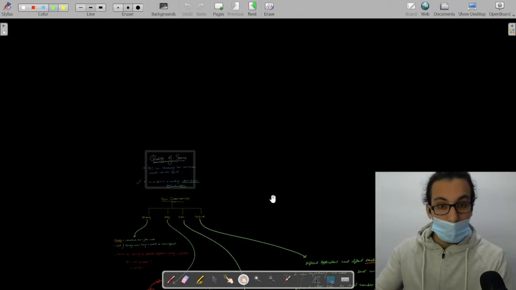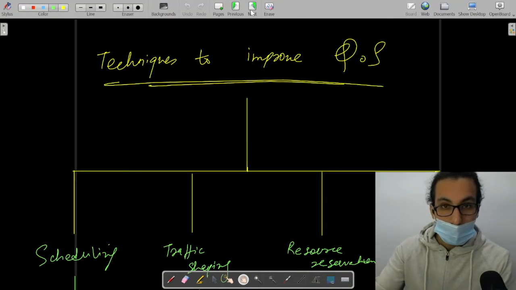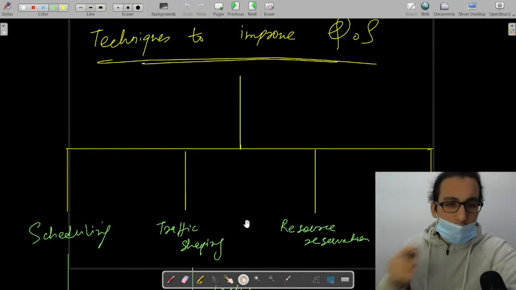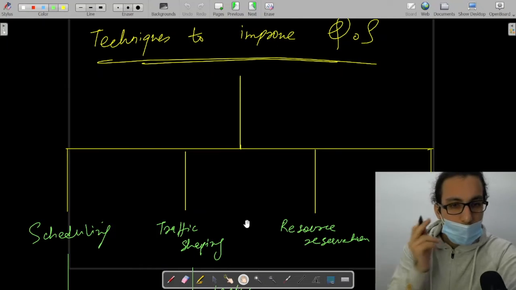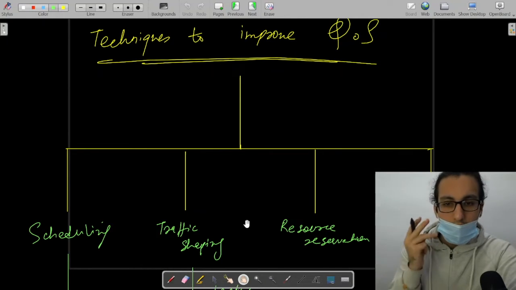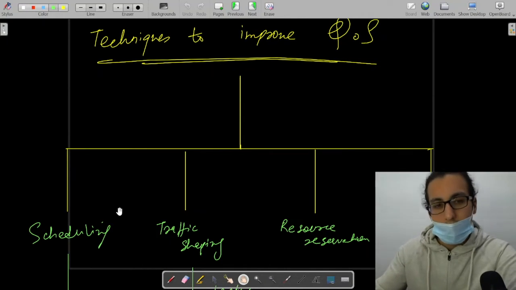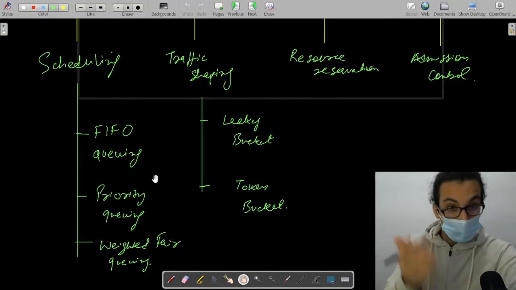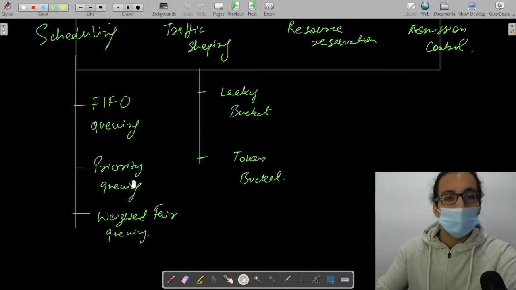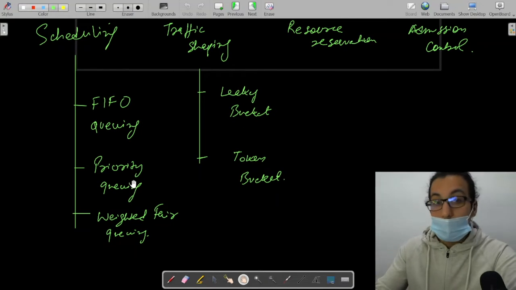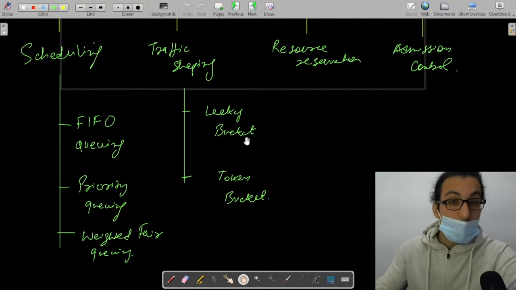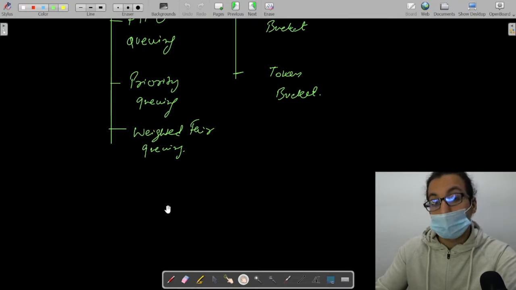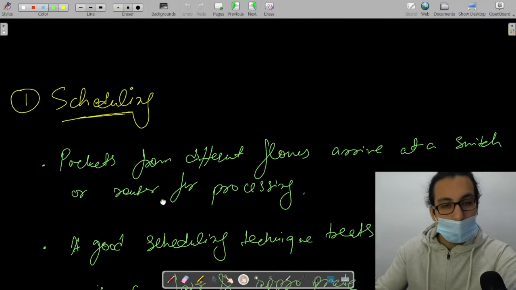Now let's cover the techniques to improve quality of service. There are 4 techniques to improve quality of service: scheduling, traffic shaping, resource reservation, and admission control. Scheduling has 3 types: FIFO, first in first out queuing, then priority queuing, then weighted fair queuing. Traffic shaping has the leaky bucket algorithm and then the token bucket algorithm. Now let's discuss them one by one.